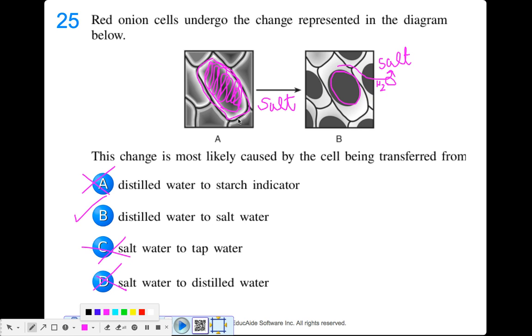When you see things shriveled up, it's because we add salt and the water moves to go to the salt. The salt doesn't go in the cell. The water moves out of the cell to go to the salt.